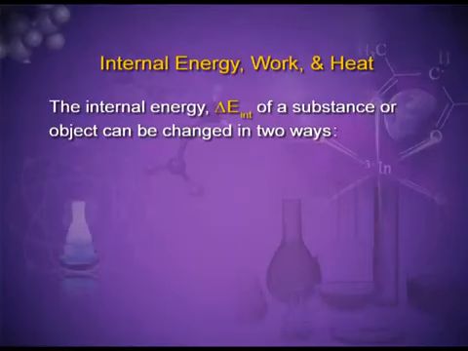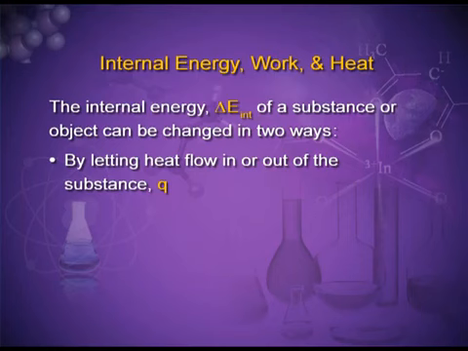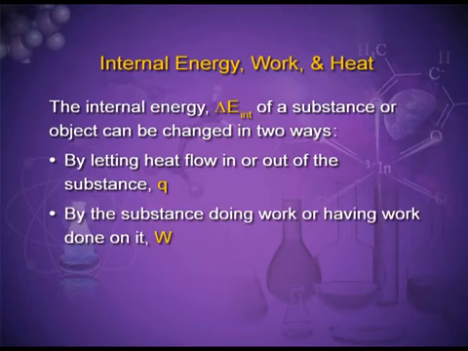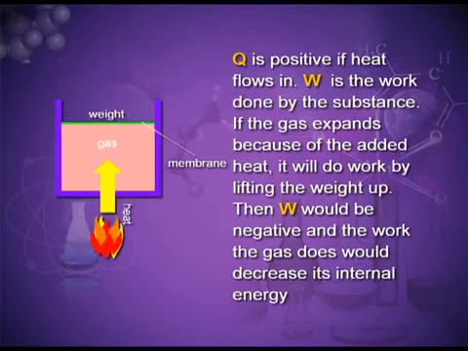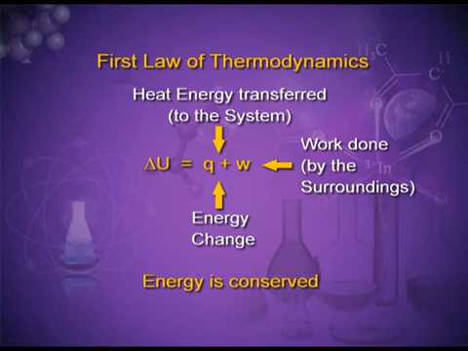The internal energy of a substance or object can be changed in 2 ways: by letting heat flow in or out of the substance, that is Q, or by the substance doing work or having work done on it. Q is positive if the heat flows in, and if the work is done on the system, then work done is also positive. We have to keep in mind the sign conventions while doing the numericals also. Delta U is equal to Q plus W. Q is the heat exchange between the system and the surroundings, and W is the work done.